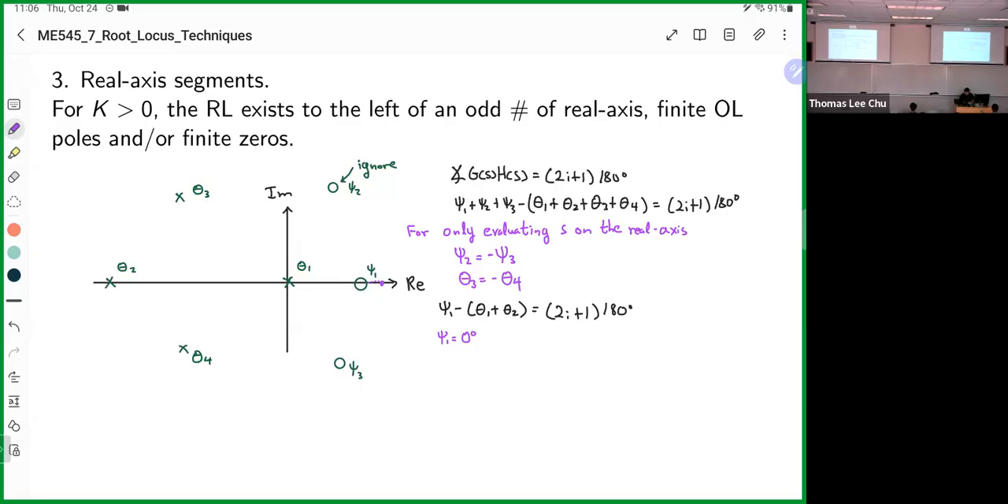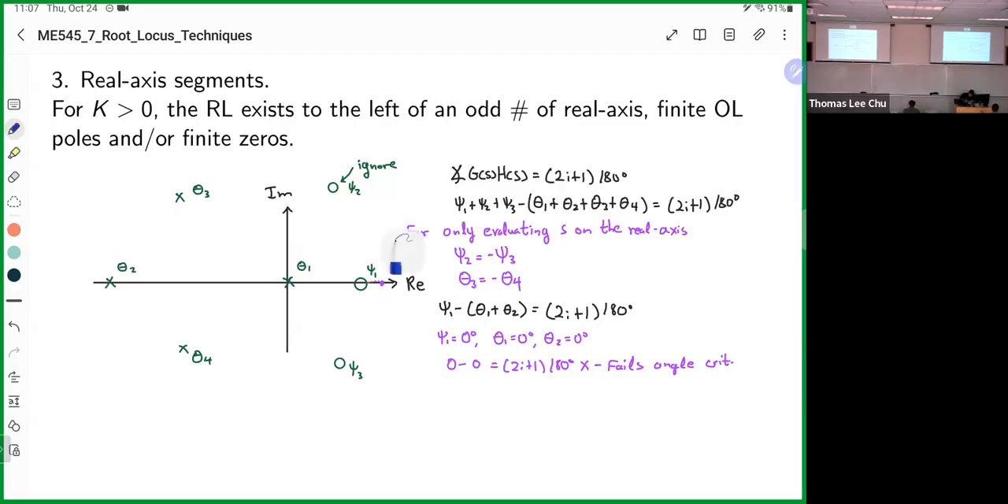And there's no change in angle. Theta 1 is also 0 degrees, and theta 2 is also 0 degrees. So then we do 0 minus 0 is equal to 2i plus 1 multiplied by 180 degrees. Nope, does not work. Fails angle criteria. So the root locus does not exist there.